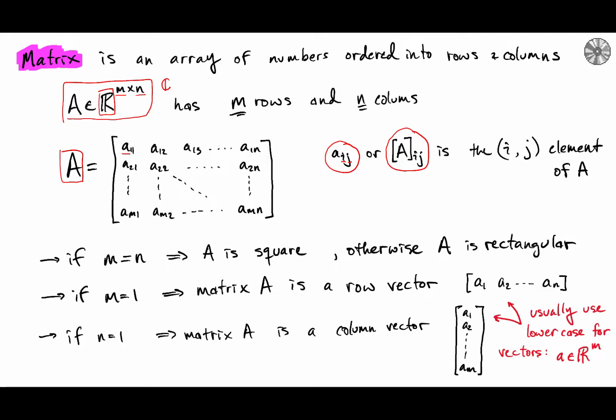If the number of rows and columns are the same, then we call it a square matrix. Otherwise, we say that it's rectangular, and we can have wide rectangular matrices and we can have tall rectangular matrices.